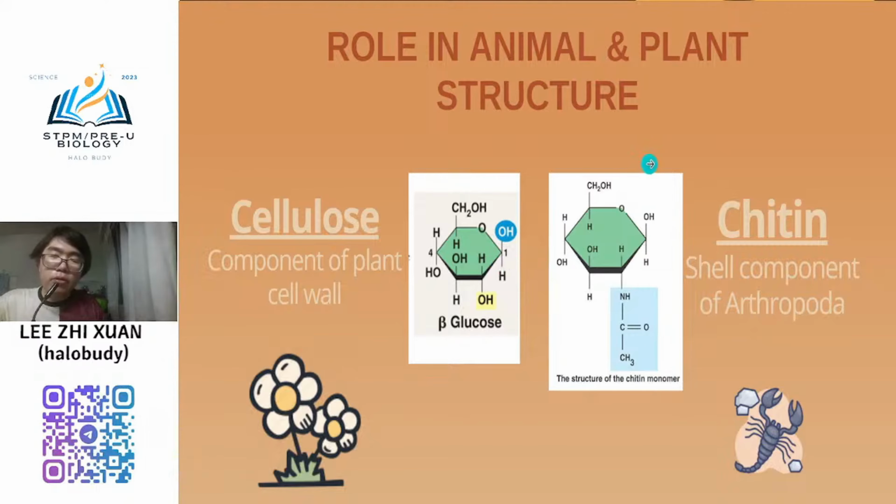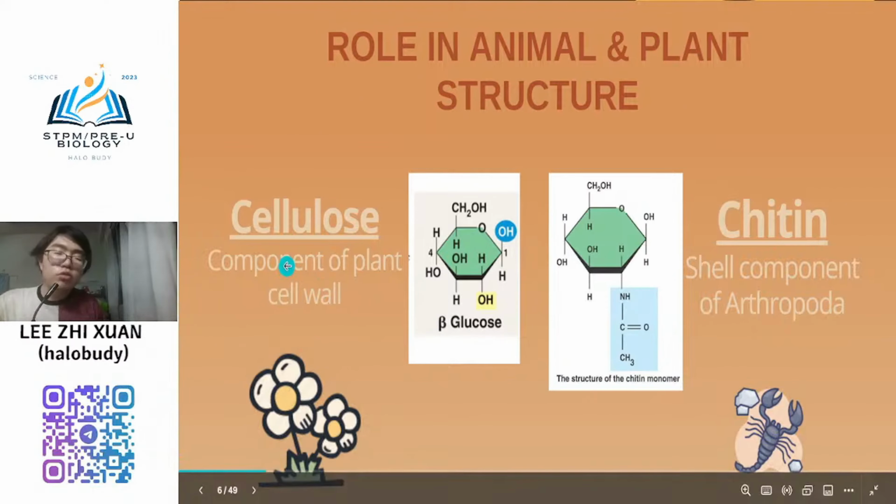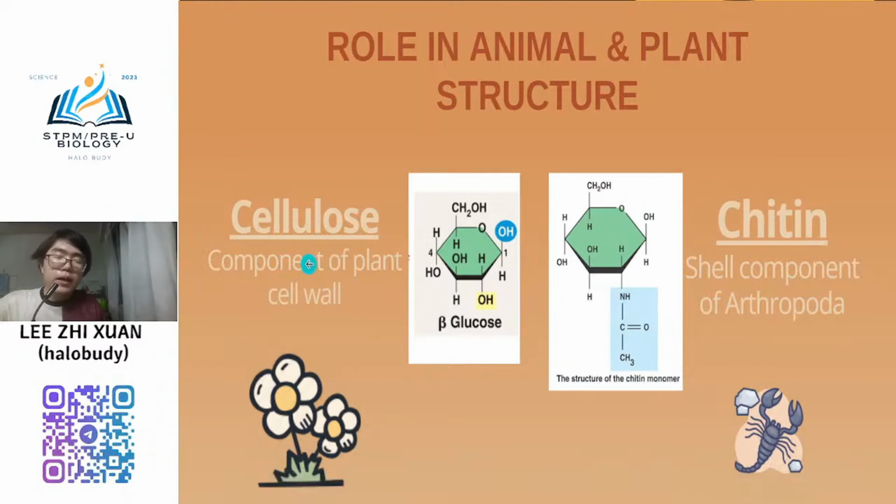Carbohydrate also plays a role in plant structure and animal structure. Not only in producing energy, plant structure and animal structure are also very important. For plants, glucose molecules are also composed to form cellulose. We know that this glucose is beta glucose. Very important, you need to know there are two glucose molecules, alpha and beta. So this is beta. What is the difference between alpha and beta?